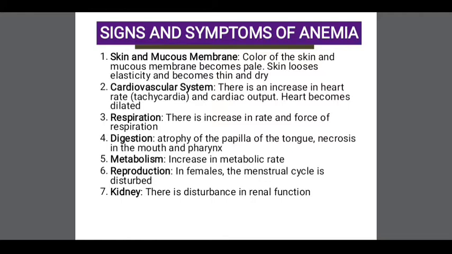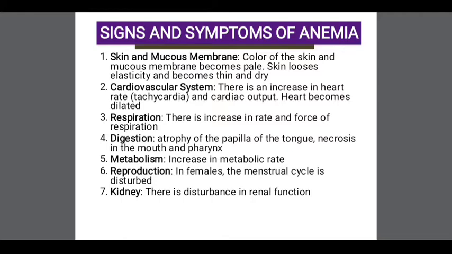Then the heart becomes dilated. Okay, so in respiration, there is increase in the rate and force of respiration. So such a person starts breathing faster than normal. Okay, so in digestion, there is atrophy of the papilla of the tongue. I've also looked at that before. We see necrosis in the mouth and the pharynx. Then number 5, in metabolism, there's increase in metabolic rate.